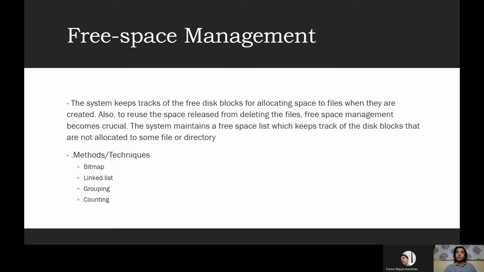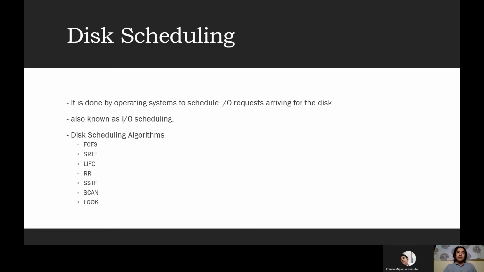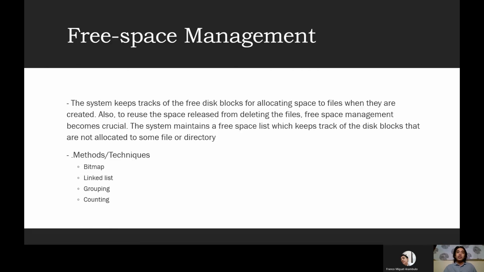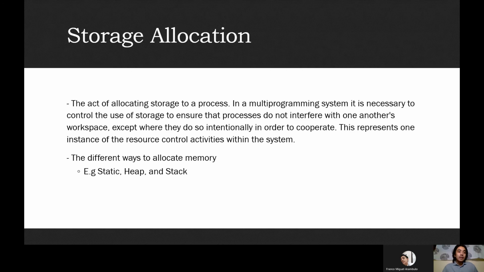So the third is storage allocation. According to the Oxford Dictionary of Computing, it is the act of allocating storage to a process. In a multi-programming system, it is necessary to control the use of storage to ensure the processes do not interfere with one another's workspace, except where they do so intentionally in order to cooperate.